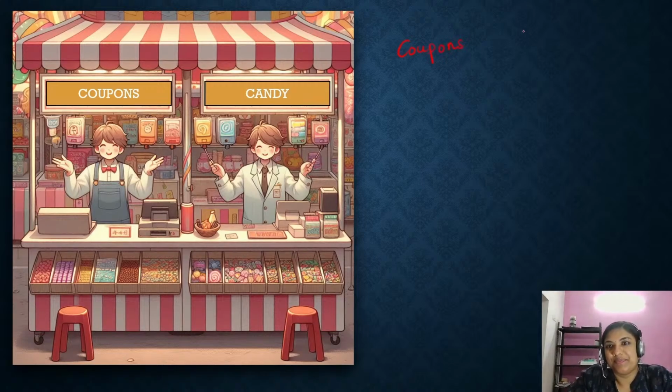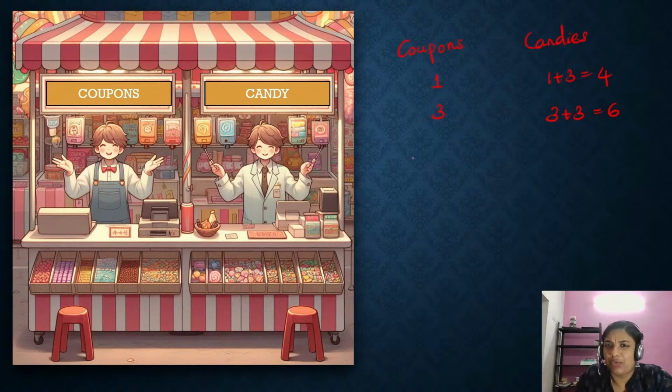Coupons, candies. If a person gets one coupon, then that person will be getting 1 plus 3, 4 candies. If another person buys three coupons, then that person will get 3 plus 3, 6 candies. Okay. So here we can establish a relationship between coupons and candies.